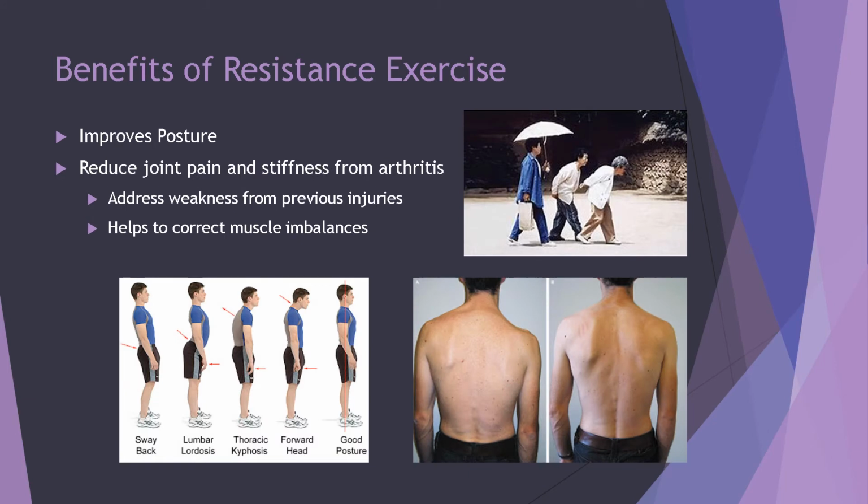Resistance training also helps to improve posture. When we look at the top right image, it's a good example of what happens to our posture with age. We tend to have a forward head posture, a rounded back. We start to see the trunk falling forward, which is defined as kyphosis. Strengthening all the muscles in your back will actually help to keep you upright and maintain perfect posture.